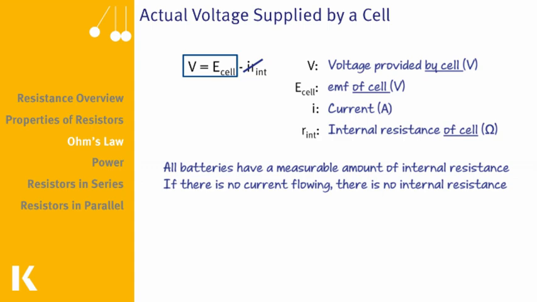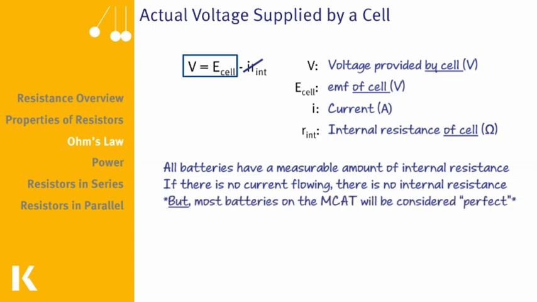Even though we've gone into a fair amount of detail about batteries in the real world, for most calculation questions on the MCAT, you'll be dealing with a perfect system, one with no internal resistance, and therefore the voltage provided by the cell will usually be equal to just the EMF of the cell.